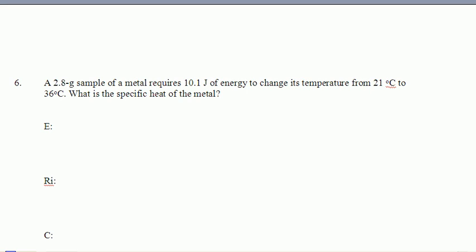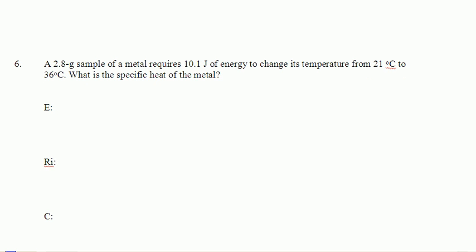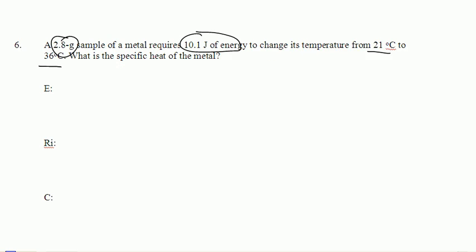Let's move on to problem 6. A 2.8 gram sample of the metal requires 10.1 joules of energy to change its temperature from 21 degrees Celsius to 36 degrees Celsius. What is the specific heat of the metal?